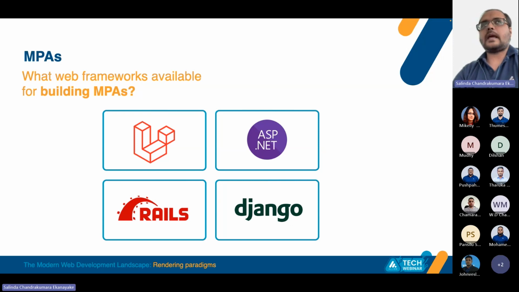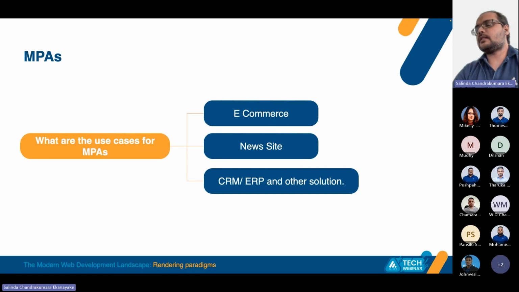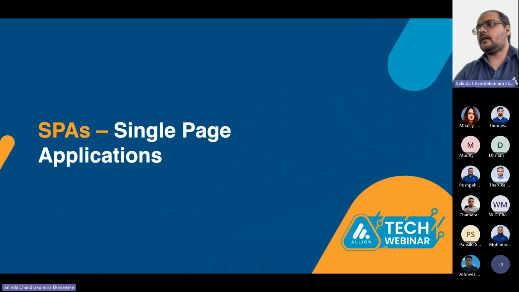But most of the banking applications still use MPA because MPA applications are somewhat more secure compared to whatever the next rendering pattern we will be discussing. And there is huge customer trust in MPA applications. So as I mentioned earlier, these are some of the areas where we use MPA applications. And so the next rendering pattern is SPA.